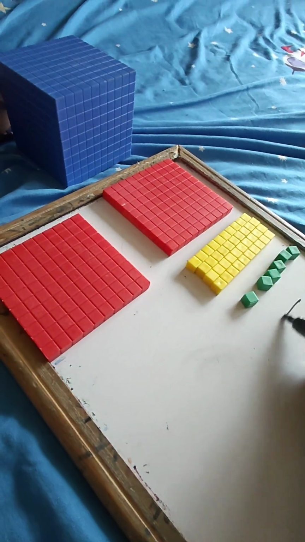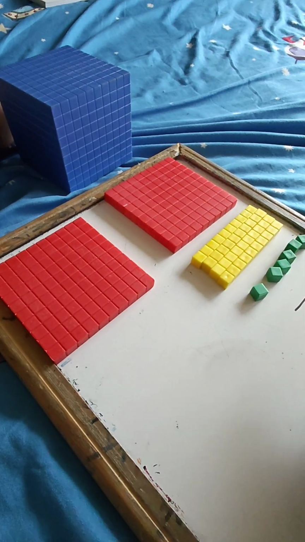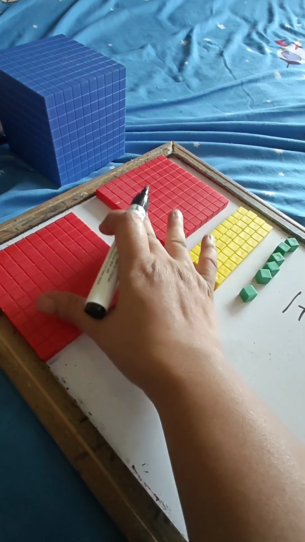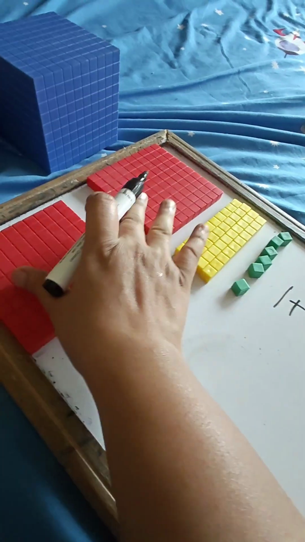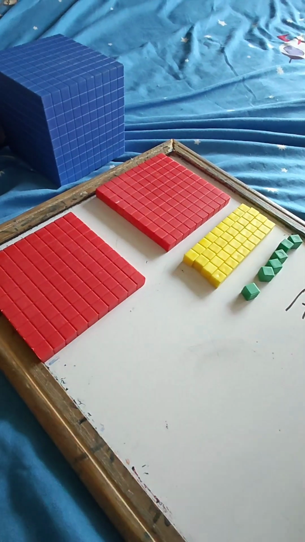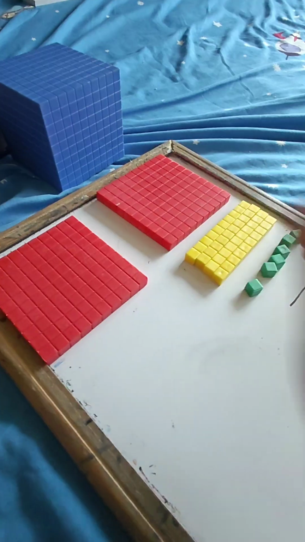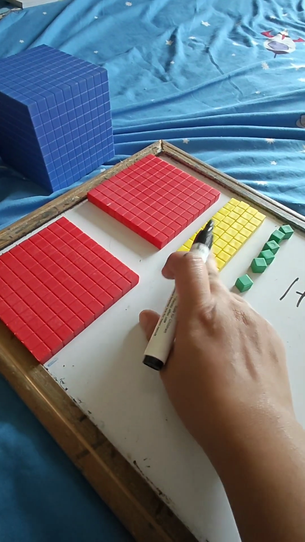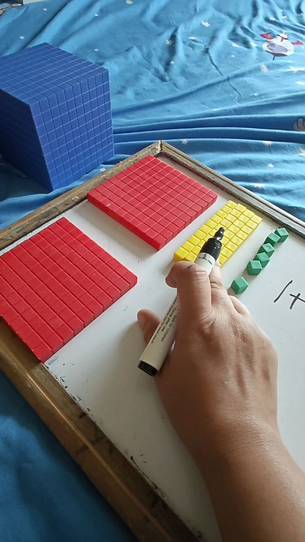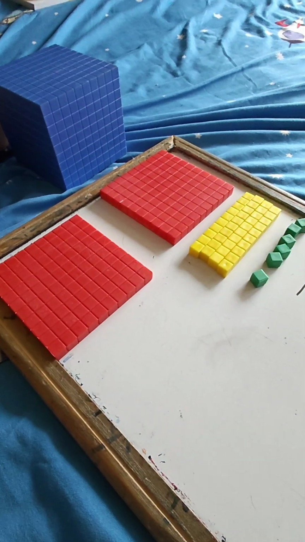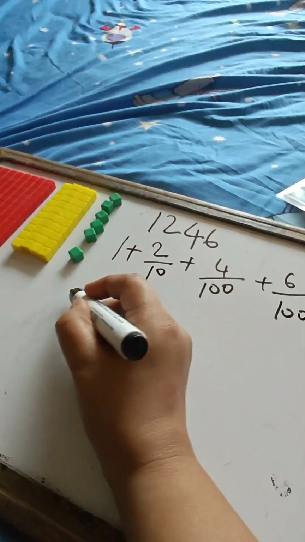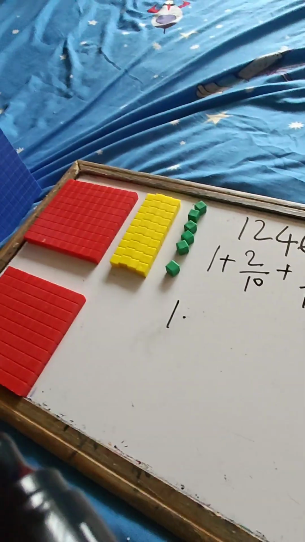This is 1 unit of 1000 plus 2 out of 10 hundreds. In the next 1000, we have only 2 out of 10 plus 4 out of 100. So 100 tens make 1000, right? So we have only 4 of that, and 6 out of 1000. So if you have to write it in decimals, it will be 1 point.